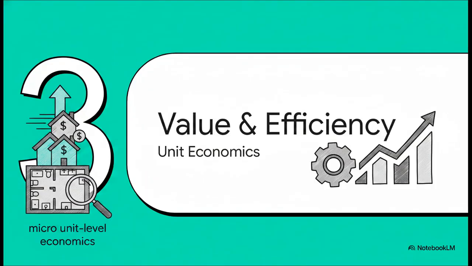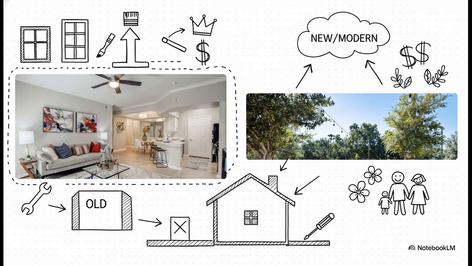Let's shift gears to Section 3, driving value and efficiency. The physical reality driving their financial growth is this highly targeted interior renovation program. By buying up aging Class B communities and completely overhauling their aesthetics and amenities, they can successfully command higher pricing. But the brilliant part? They're doing this without taking on the massive capital expenditure risks associated with ground-up development.